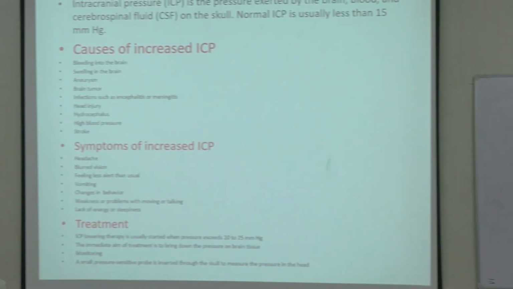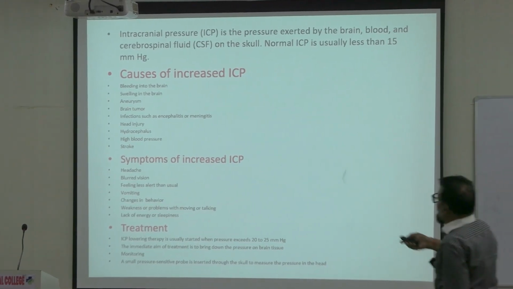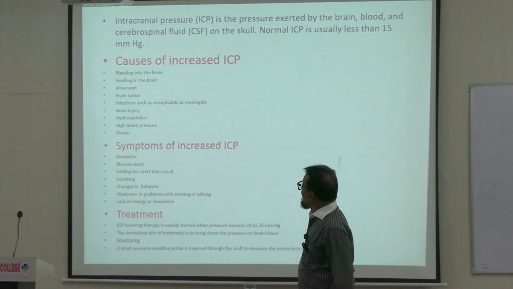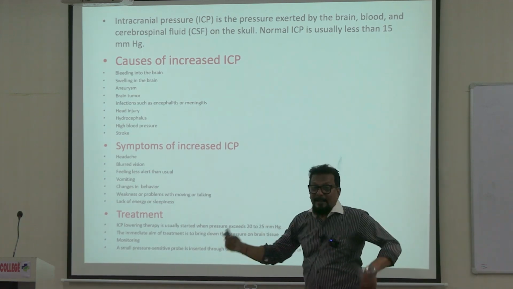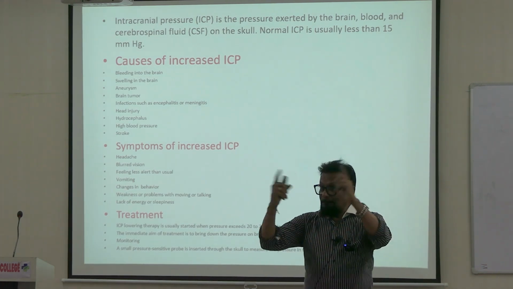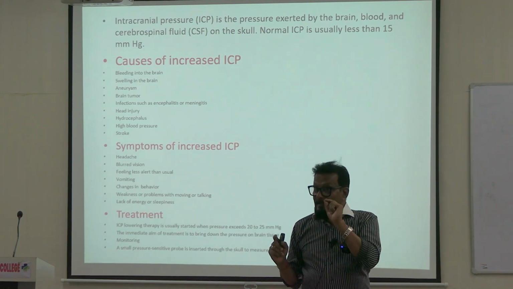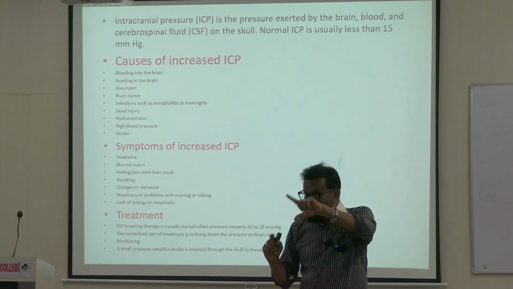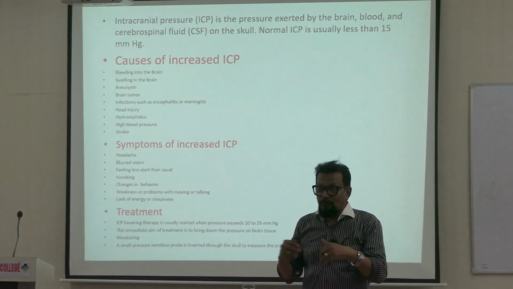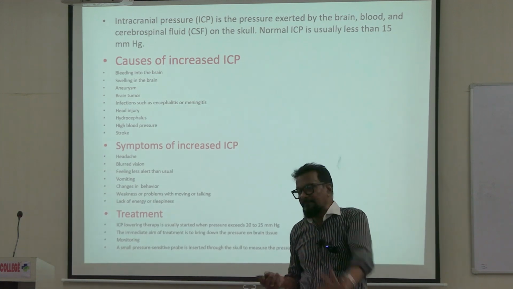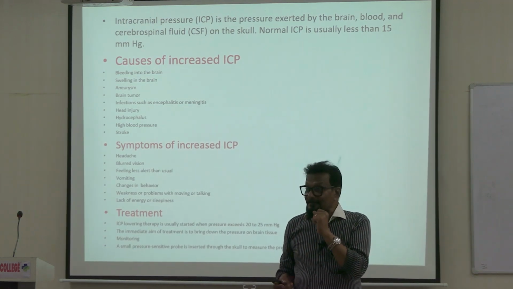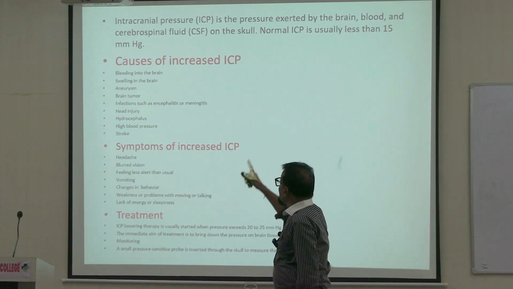So what are the causes of increased intracranial pressure? These are bleeding into the brain, swelling in the brain, and aneurysm. Aneurysm means swelling of blood vessel arteries. In the brain, it is mainly seen in the vessels of the circle of Willis. These are very dangerous. Anytime it can burst and cause bleeding into the brain. The patient may die immediately, since these are bigger arteries. So aneurysm is another cause.